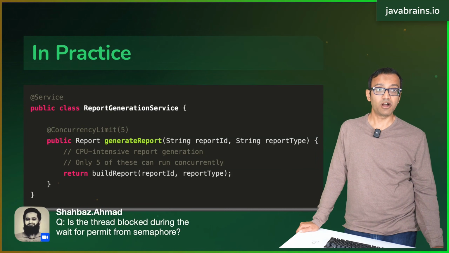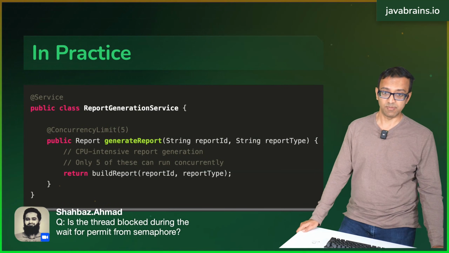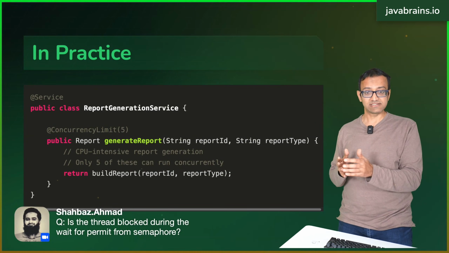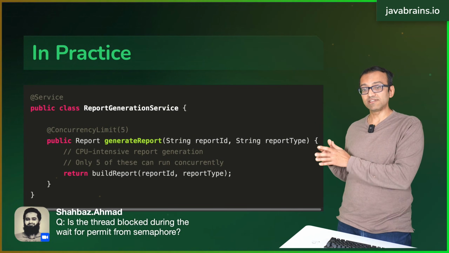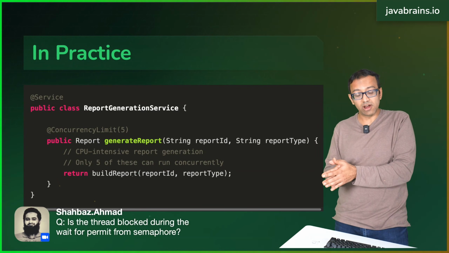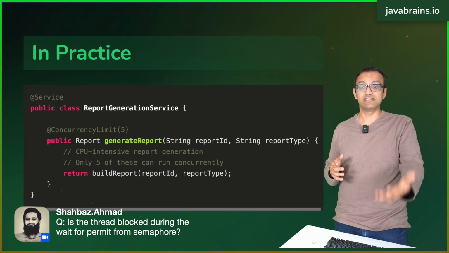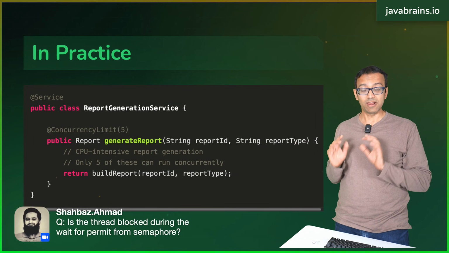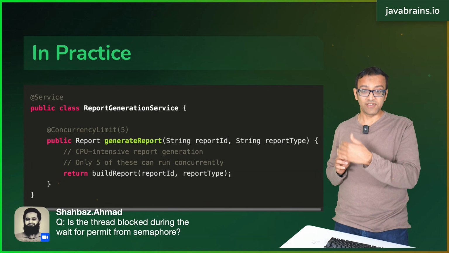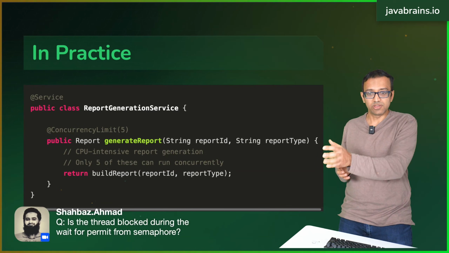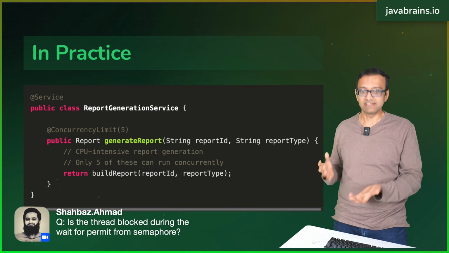Is the thread blocked during the wait for the permit? Yes, it is blocked. So the caller is almost like it's waiting. It's processing. Whoever is calling it doesn't know the difference, whether it is Spring holding on to it or whether it went to the method and the method is taking time. It doesn't know. All it knows is that it's called and it's waiting for the response. That's how it looks to the caller, and it's just sitting in the thread pool.